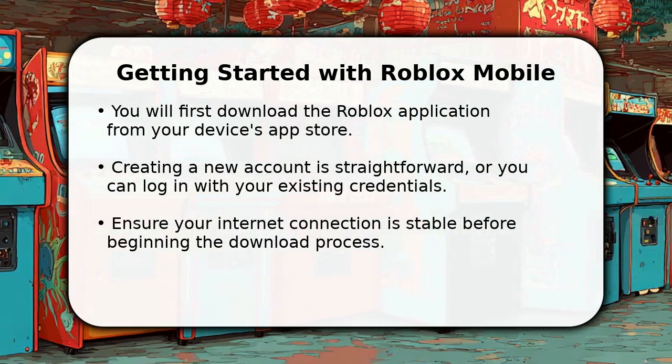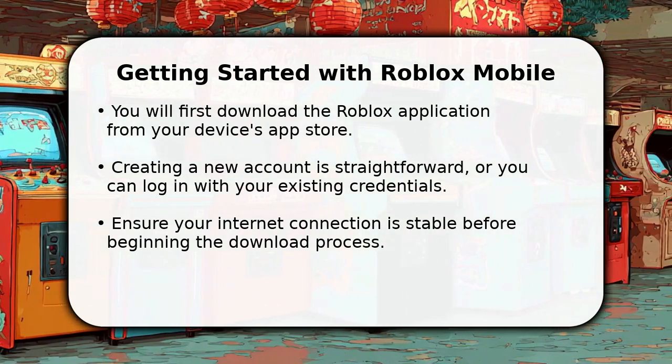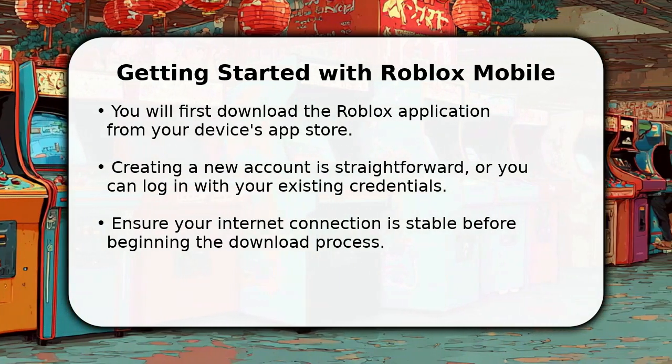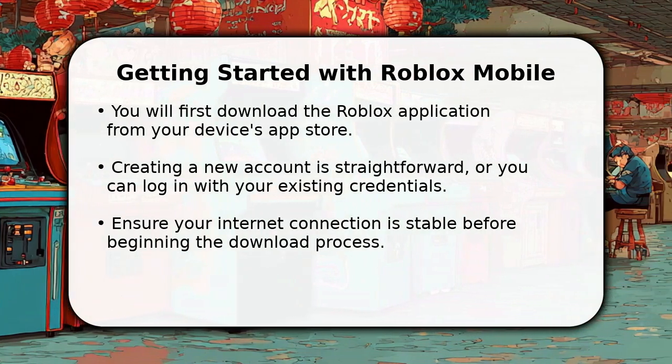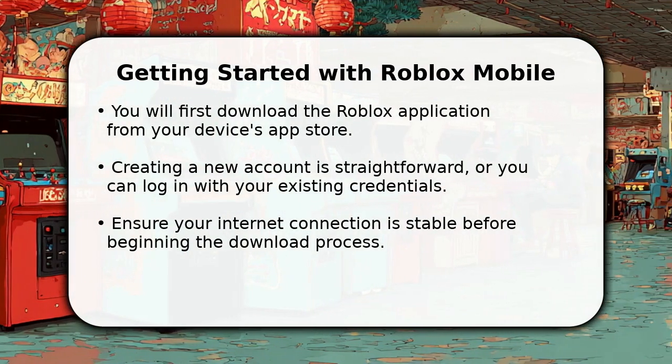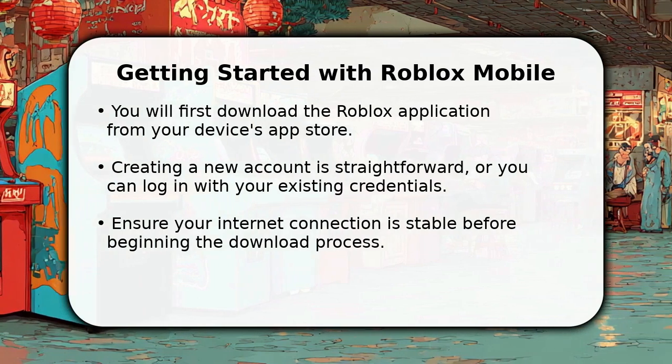In this video, I will explain how to play Roblox on a phone. First, locate the Roblox application in your phone's App Store, like the Apple App Store or Google Play Store. Search for Roblox and tap the download button.